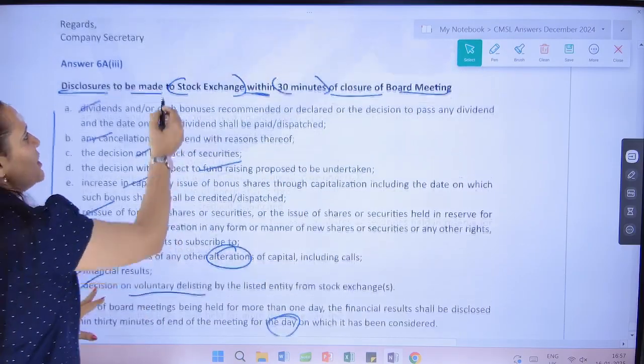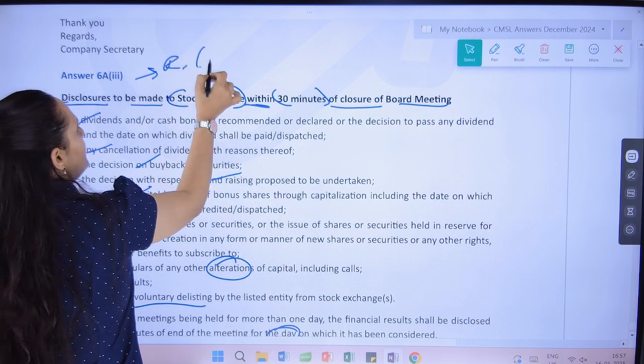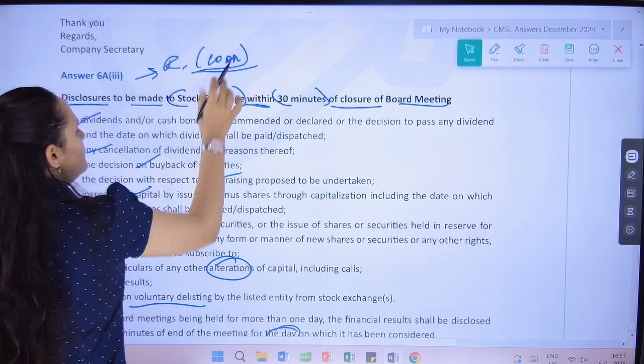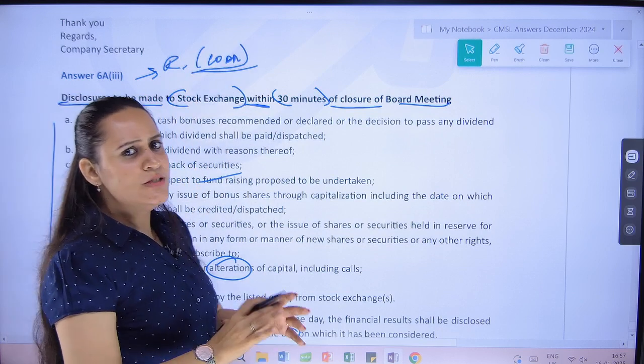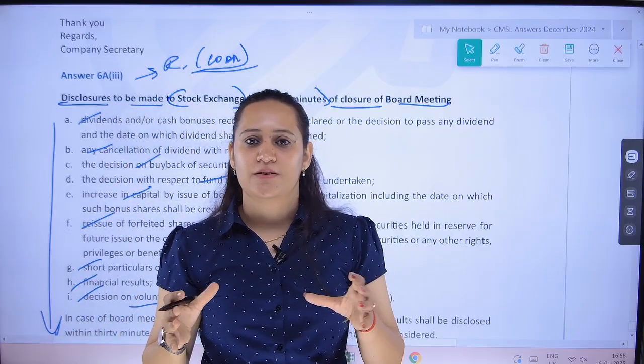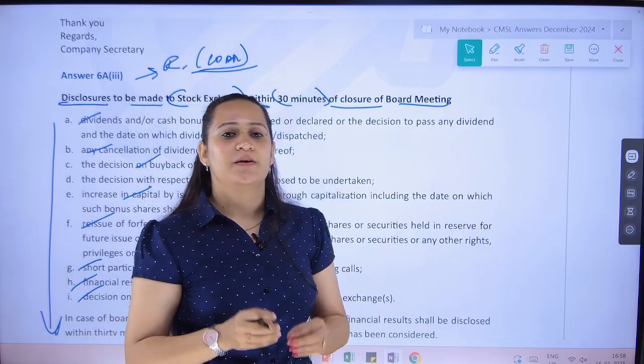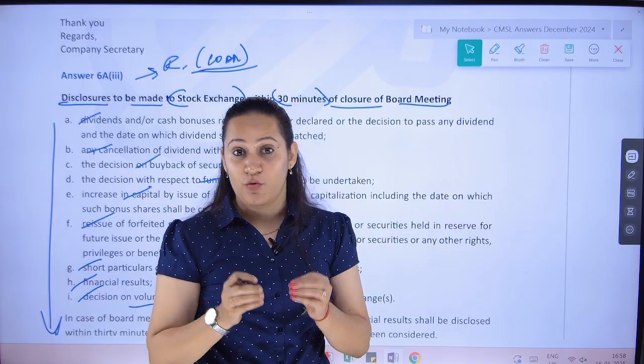Again, you have not mentioned the regulation. You can clearly mention the regulation as per LODR provisions. So this was a complete in-depth discussion of the question paper, CMSL December 2024 attempt.